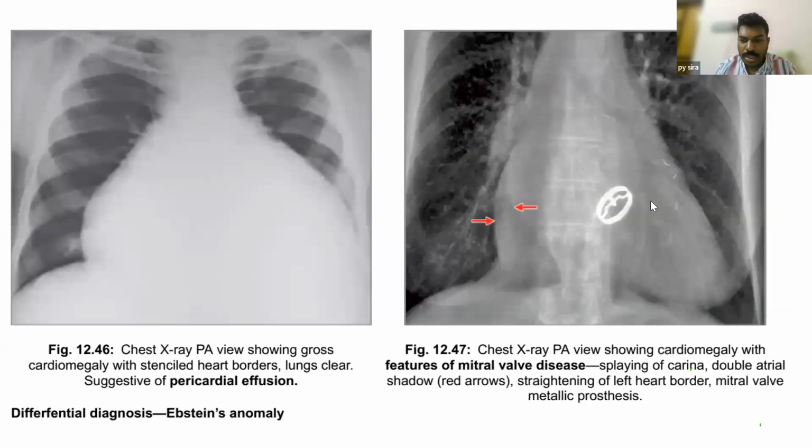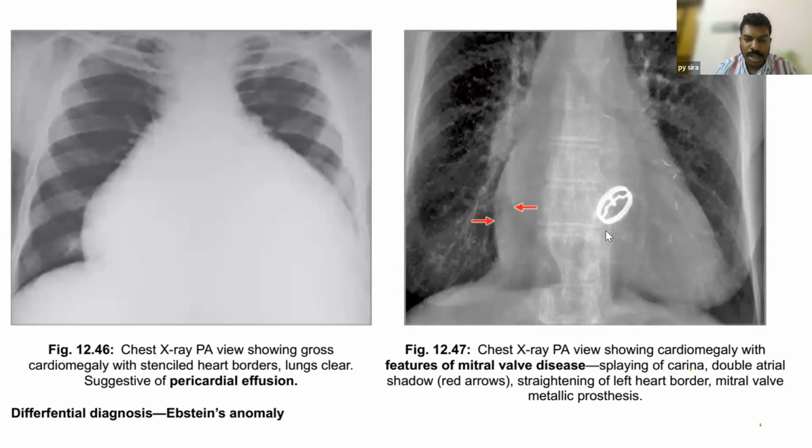What does this one indicate? This is a metallic valve. Okay, so this is a mitral valve replacement surgery being done in this patient, and this is a metallic valve. That is very, very important. And this indicates that the patient has undergone a surgery.